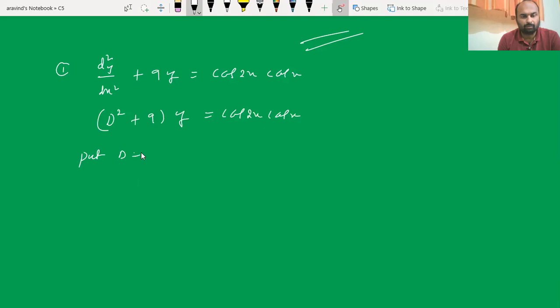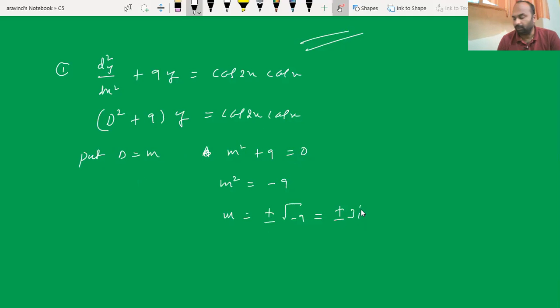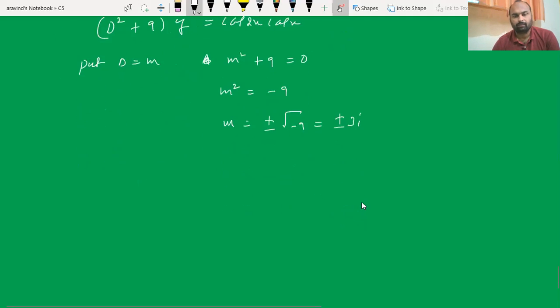Substitute D is equal to m. The auxiliary equation will be m square plus 9 is equal to 0. So m square is equal to minus 9, or m equals plus or minus square root of minus 9, which is nothing but 3i. So the nature of the roots is imaginary. Therefore, the complementary function is c1 cos 3x plus c2 sin 3x.